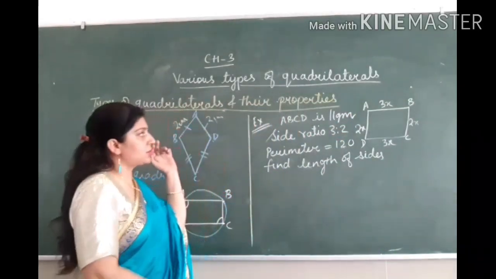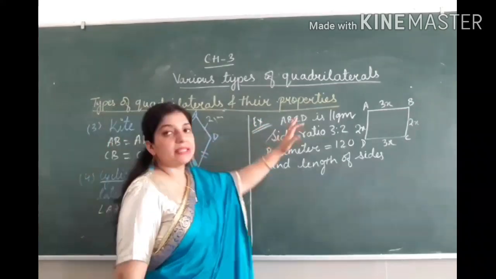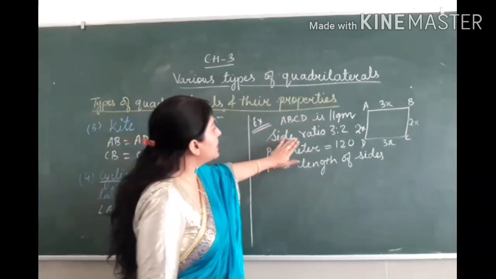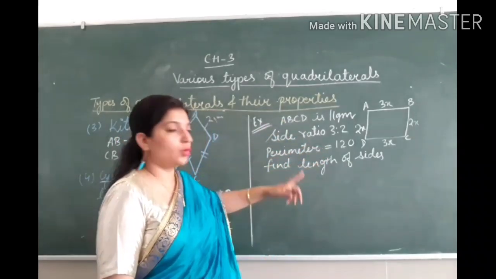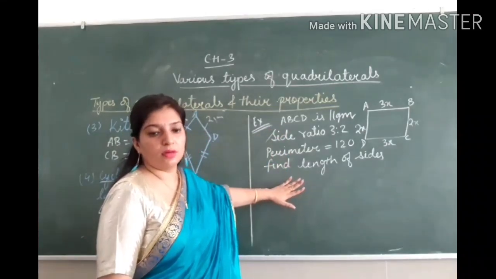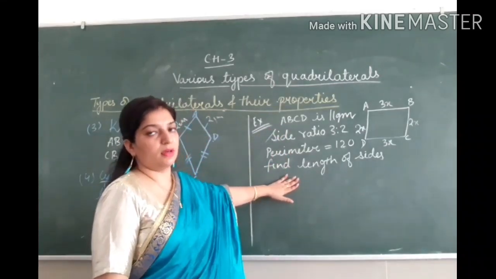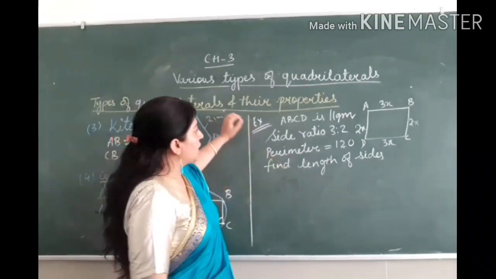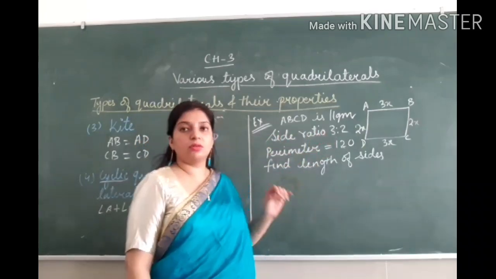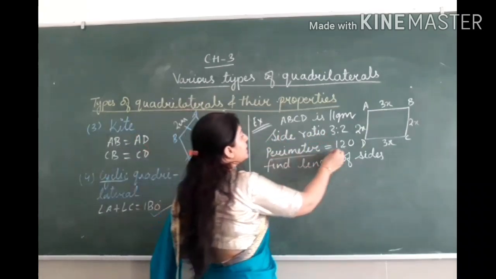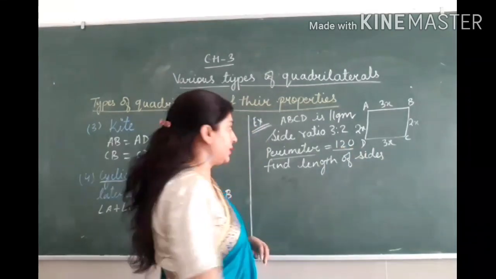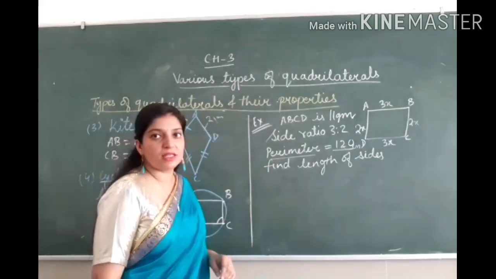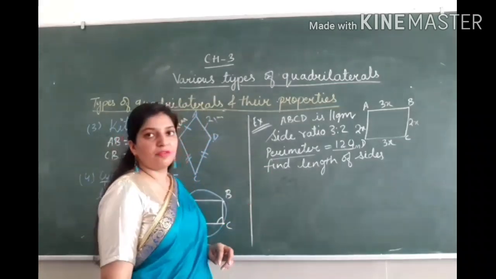Now let's do one question. The question says ABCD is a parallelogram. It is given to us that ABCD is a parallelogram. Sides are in the ratio 3:2. I am writing it in short. You can see the question in your book, it is question number 7 of your exercise. Perimeter is 120 centimeters. We have to find the sides of the parallelogram.